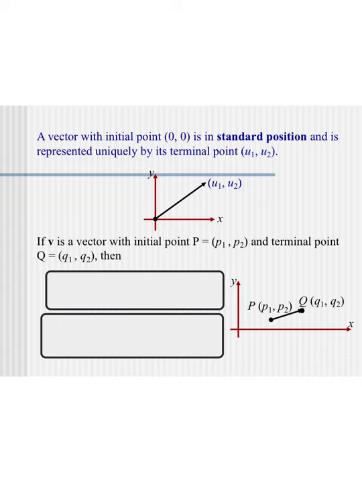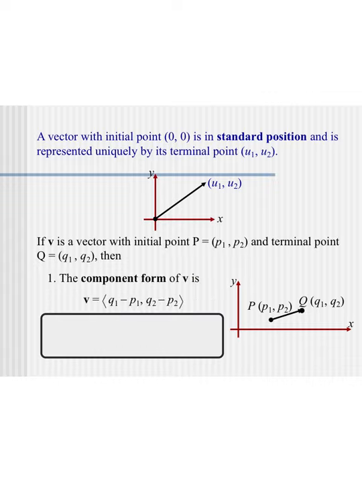So if we have a vector with initial point P and terminal point Q, the component form is going to be ⟨Q1 minus P1, Q2 minus P2⟩. And notice that we have some angle brackets here. These are going to signify that we have a vector, whereas parentheses would signify a point. So make sure when you're talking about a vector, you're always using those angled brackets.